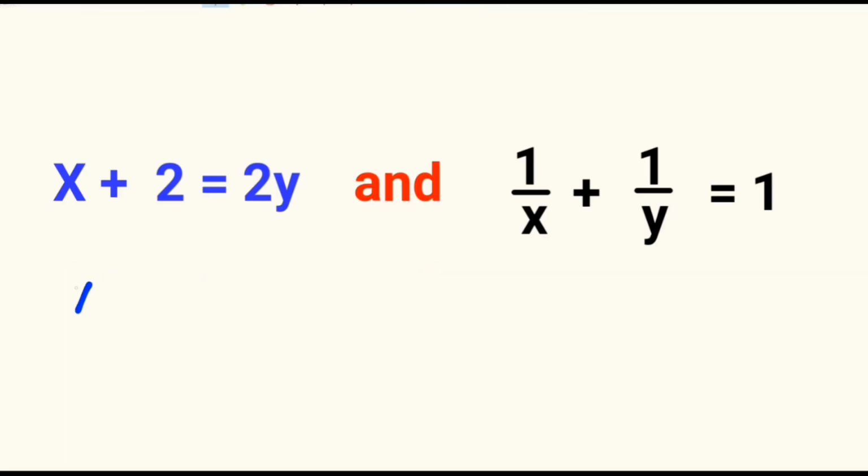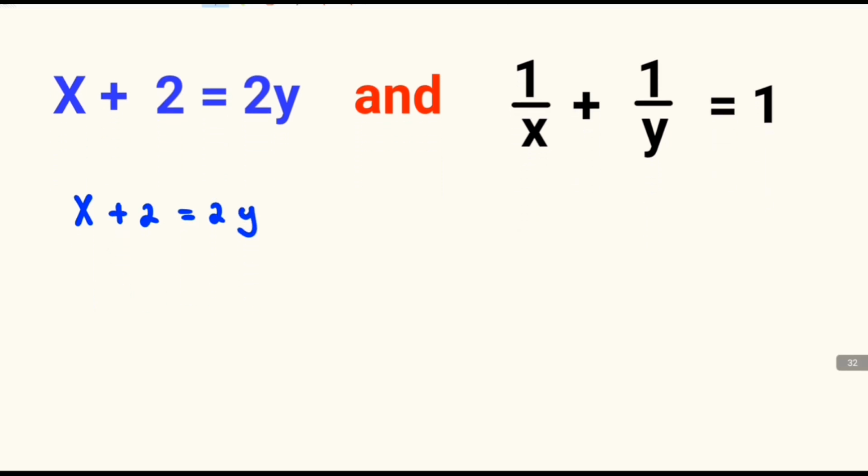We have x plus 2, which is equal to 2y, and we take the 2 from the left to the right, and we'll have x is equal to 2y, and when we take the 2 from the left to the right, it will change sign to negative 2.